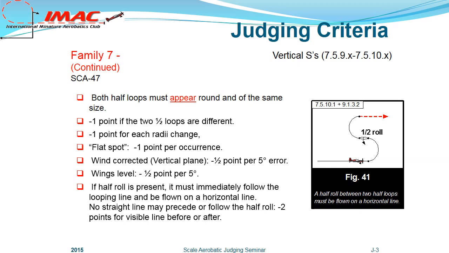There may be a half roll placed between the half loops, and if present, it is drawn on a horizontal line. This half roll should begin immediately after the loop is finished. Also, the next loop should begin immediately after the roll is complete. No line should be drawn between the looping and the rolling portions. Judges viewing any such line should downgrade 2 points.